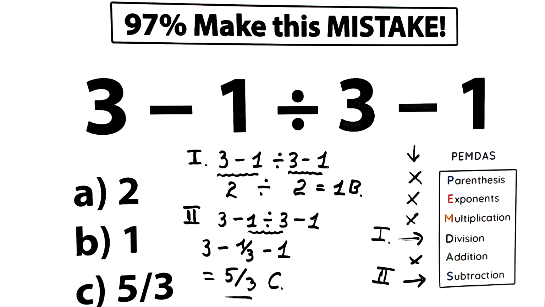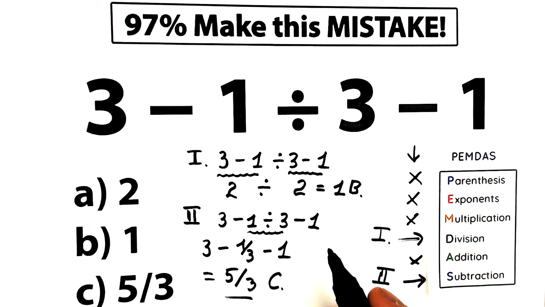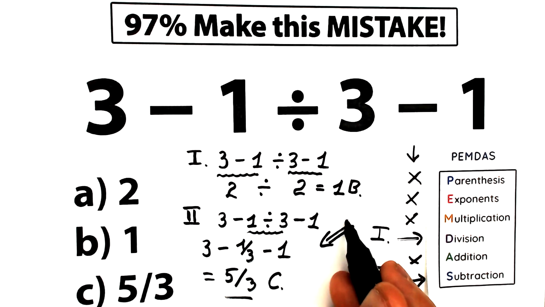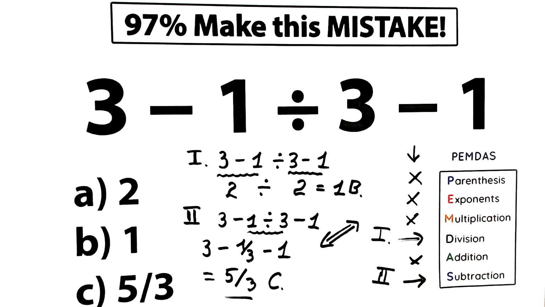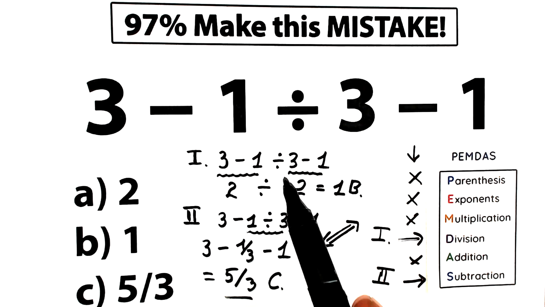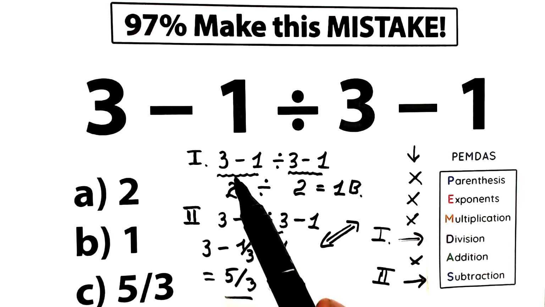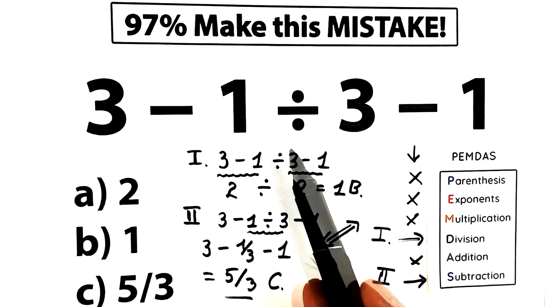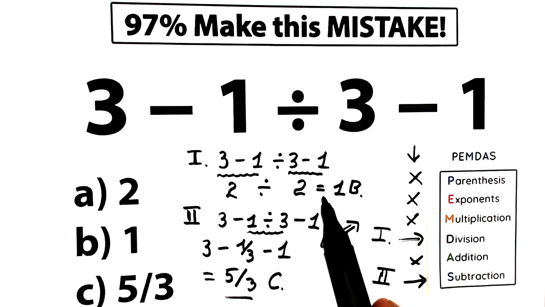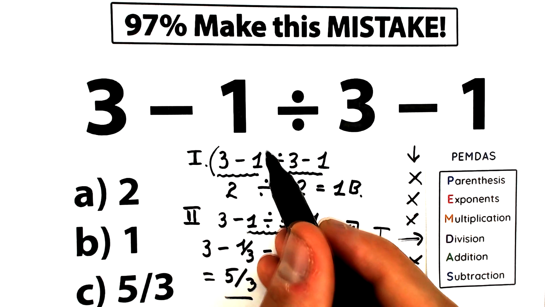And what is the correct answer, 5 thirds or 1? This is a really important moment, because a lot of students are confused about the correct answer. One part of students say the correct answer is 1, another part say 5 thirds, and here's my answer to you. Of course, the correct answer is 5 over 3, because we solved it according to the correct order of operations. The other is a very bad solution, because we can't jump from left to right and subtract 3 minus 1. We should put brackets, and then this is a correct solution.